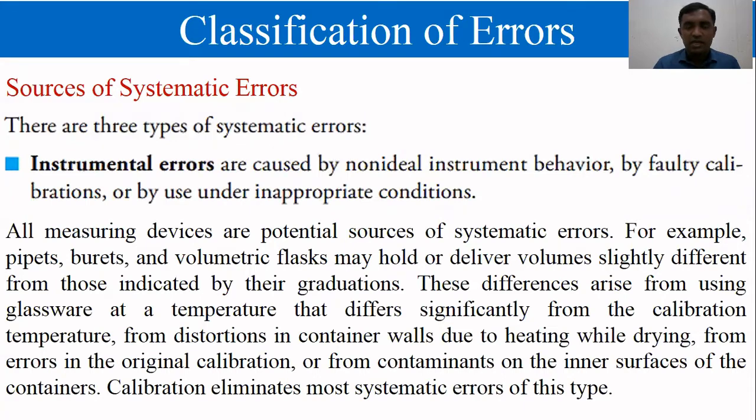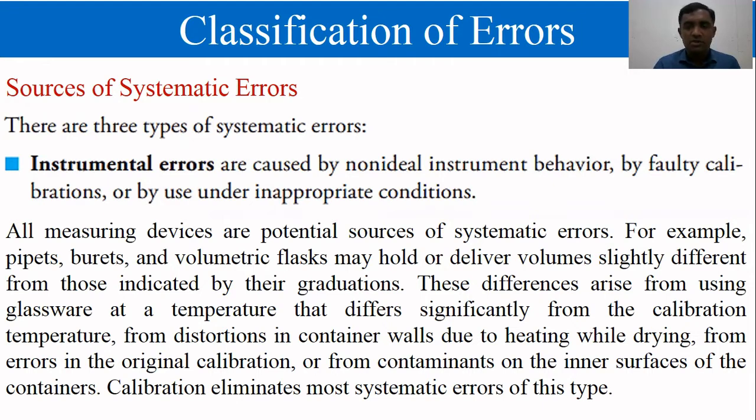The first type of systematic error that we are going to study is called an instrumental error. We use different sets of instruments in order to carry out different measurements. If you are measuring a volume, we may be using a measuring jar. We may also use an Erlenmeyer flask. Sometimes we'll also be using a burette or pipette. These instrumental errors are due to non-ideal instrument behavior, or they may also come from faulty calibrations or use of the instrument in inappropriate conditions.